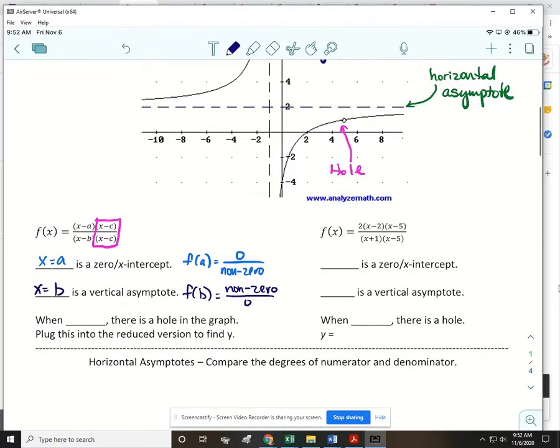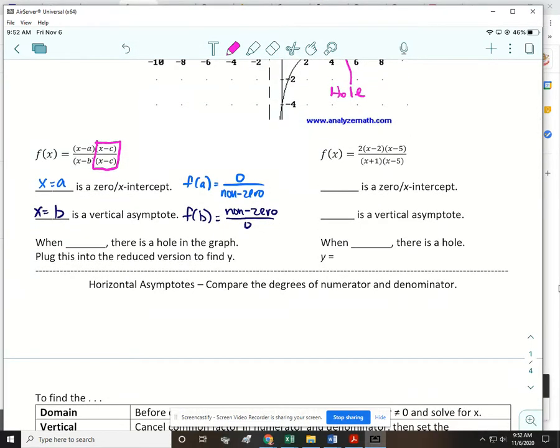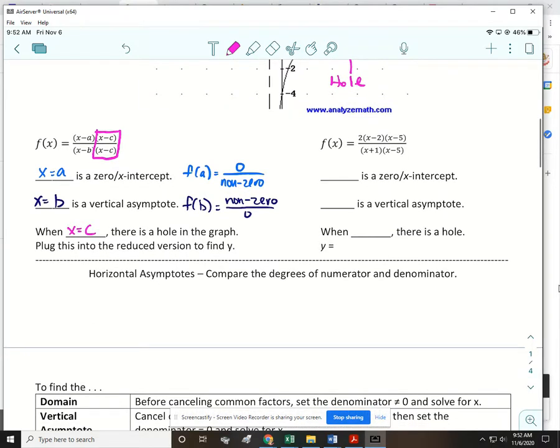All right, and then the last situation is where we have these factors in common. Where x is equal to c, that's going to be a hole in the graph, and that's going to be the x part of the hole. Then to find the y part of the hole, you plug it into the reduced version, so you kind of kick out that x minus c. That creates the y part of the hole. And so on these, f of c is going to be 0 over 0, and when that happens, you have a hole in the graph.